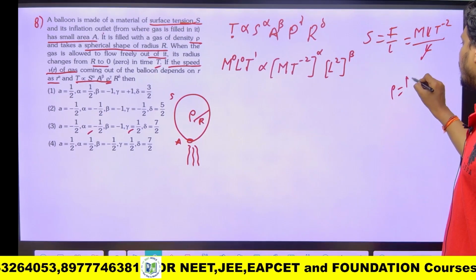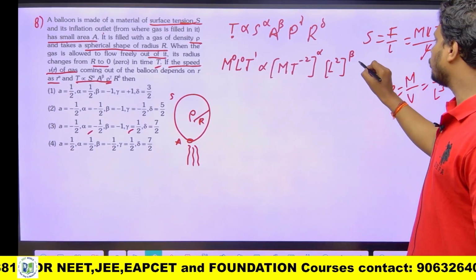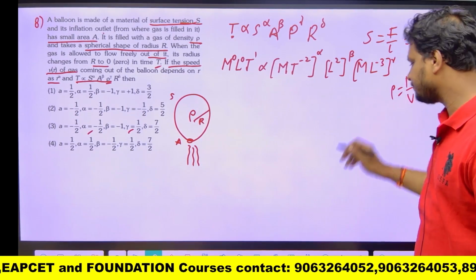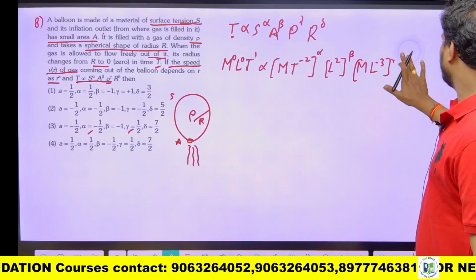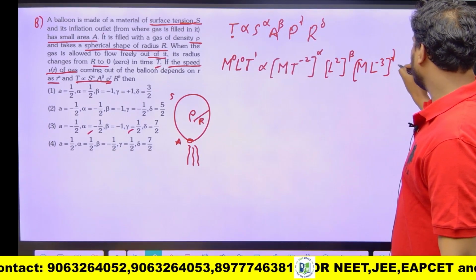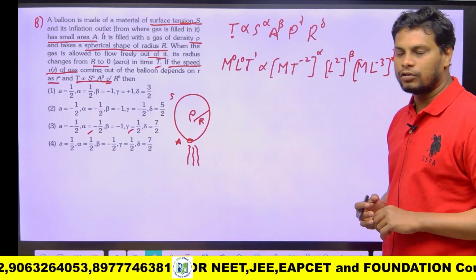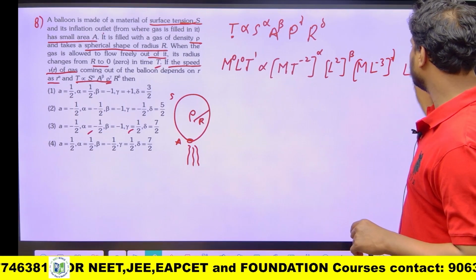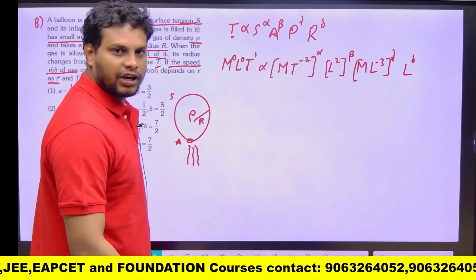Density is nothing but mass by volume. So mass is M, and the volume's dimensional formula is L cubed. So we can write M L power minus 3, whole power gamma. And radius is nothing but length only. We can measure the radius in meters, which is the dimensional formula for length. We can write R power delta. Then by equating the powers, we will be able to solve this question.